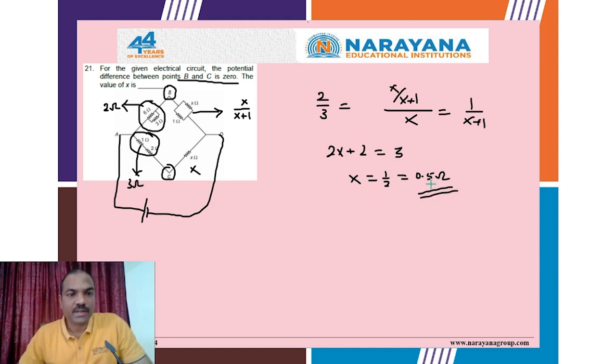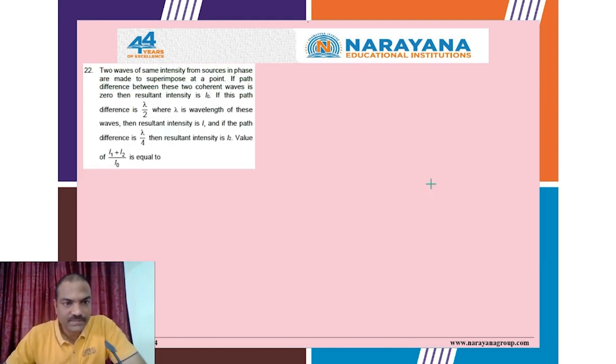Let us see. Okay, as it is a memory based question, we are just going with the structure of the question. Next, they have given that two waves of same intensity from the sources in phase are made to superimpose at a point. Okay, here they are saying that sources are in phase. If the path difference between the two coherent waves is 0, the resultant intensity is I naught. So when we have the path difference, we can use the phase difference concept.